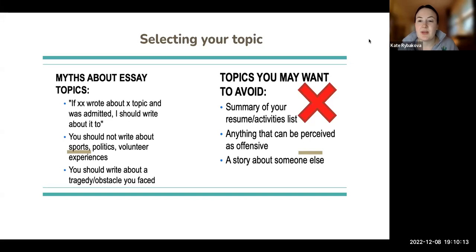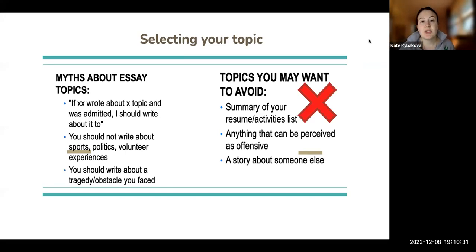Don't write about something that makes you uncomfortable, that you're not really sure about, you don't know how you feel about it. That's definitely not going to put you in the best light. And then there are some topics that you may want to avoid, which is, like I said before, the summary of your resume or activities.